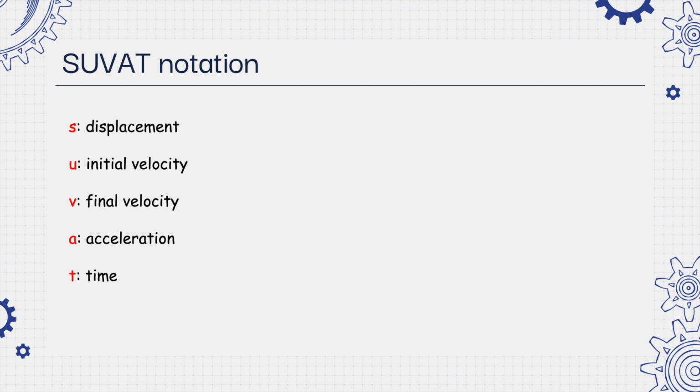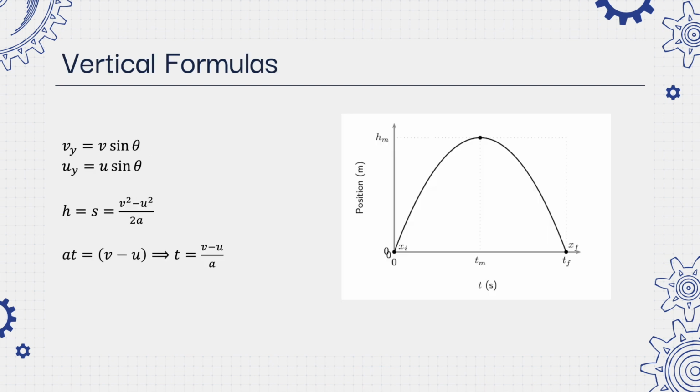So for SUVAT, S is the displacement, U initial velocity, V final velocity, A acceleration, T time. I'm not going to spend a lot of time on this because we've already done this, but just to give you an explanation of the notation. So let's first start from the formulas. We're going to divide this into vertical formulas and horizontal formulas.